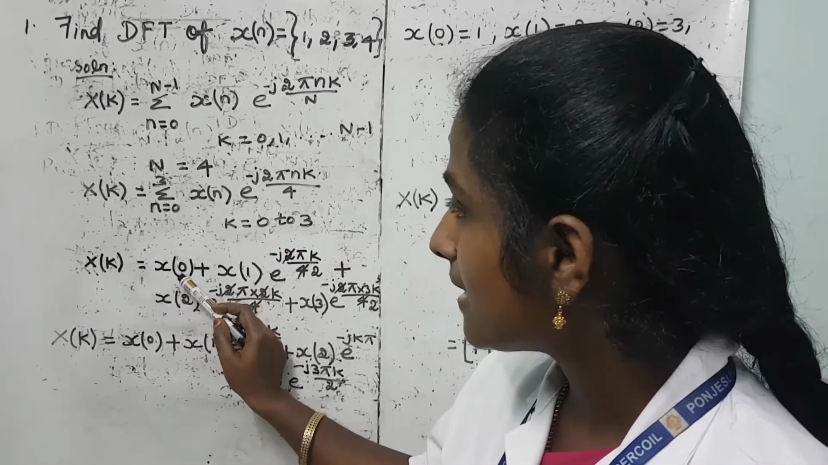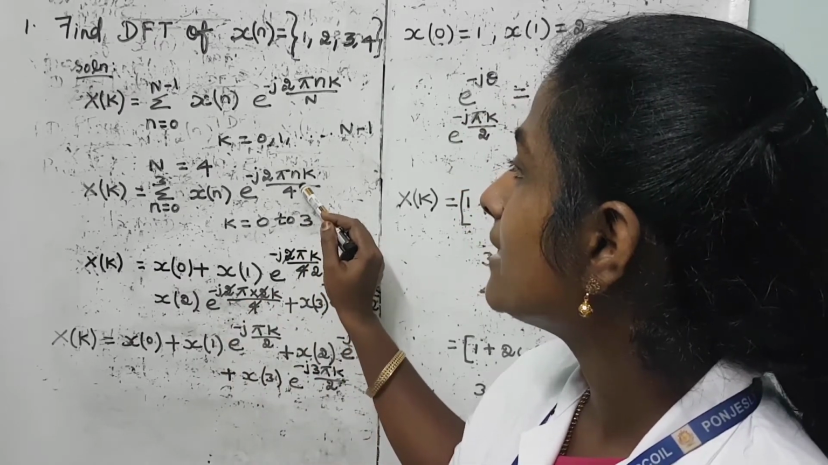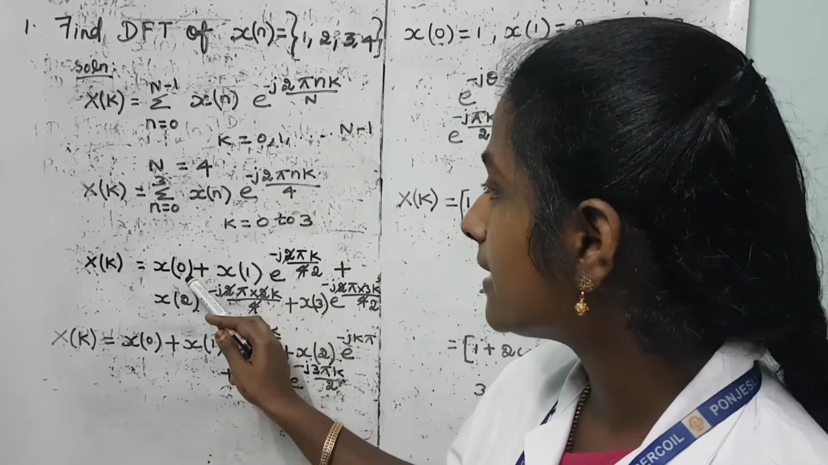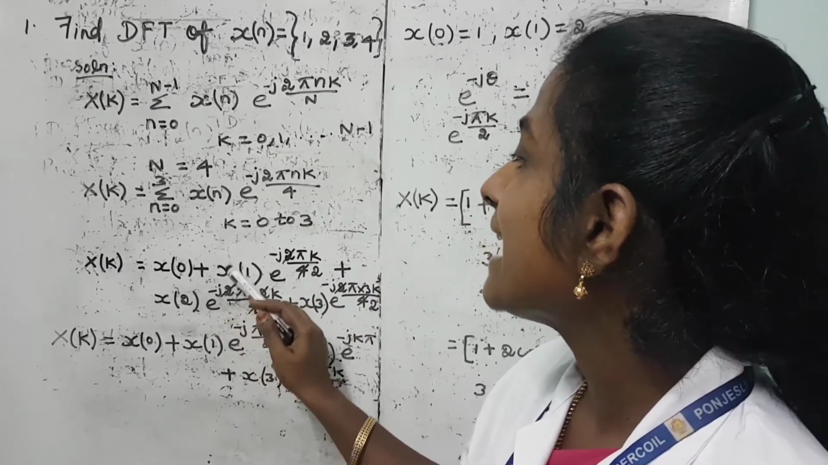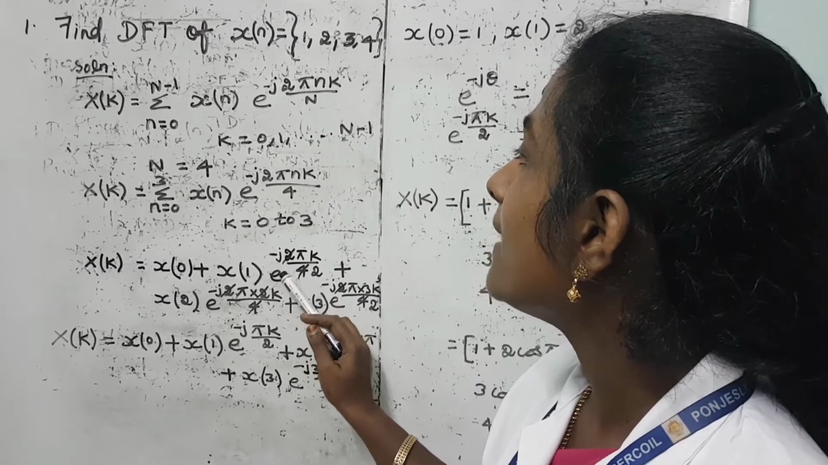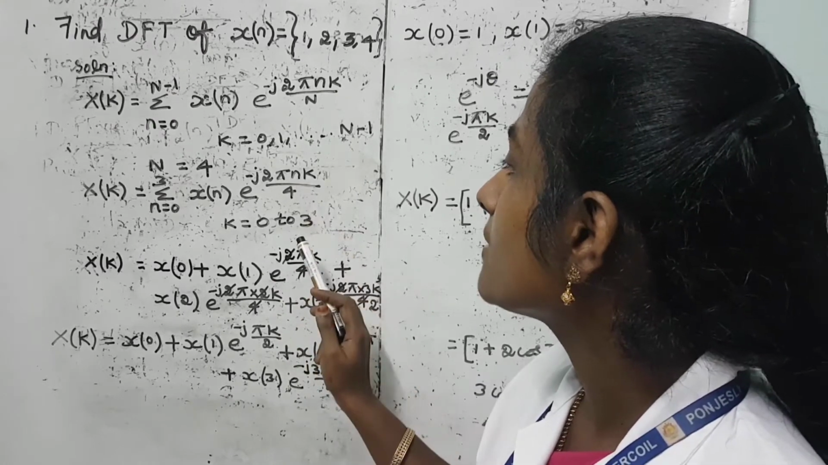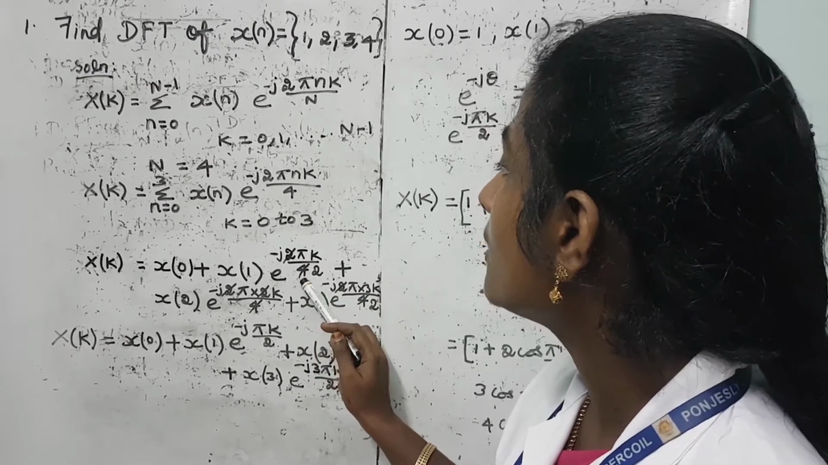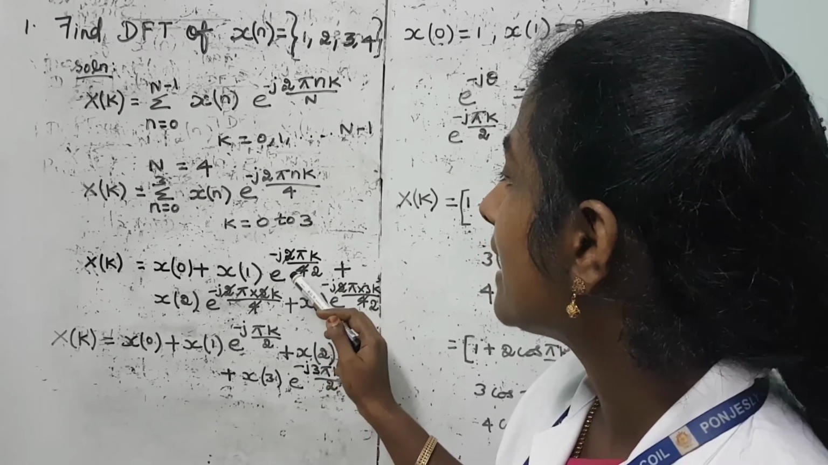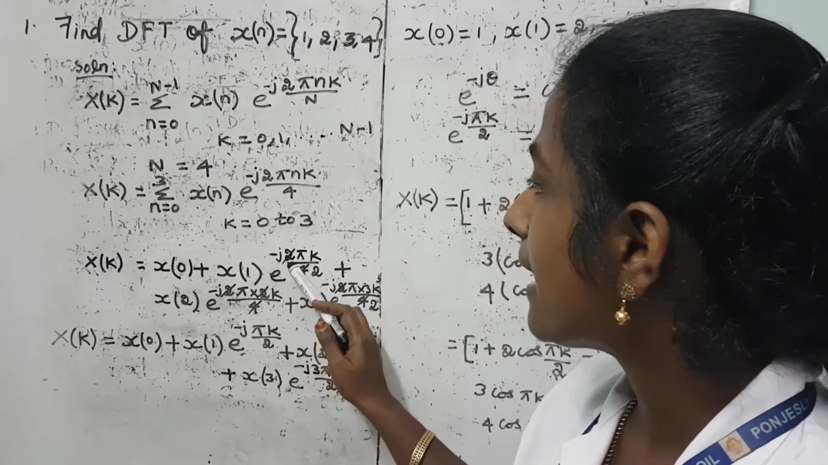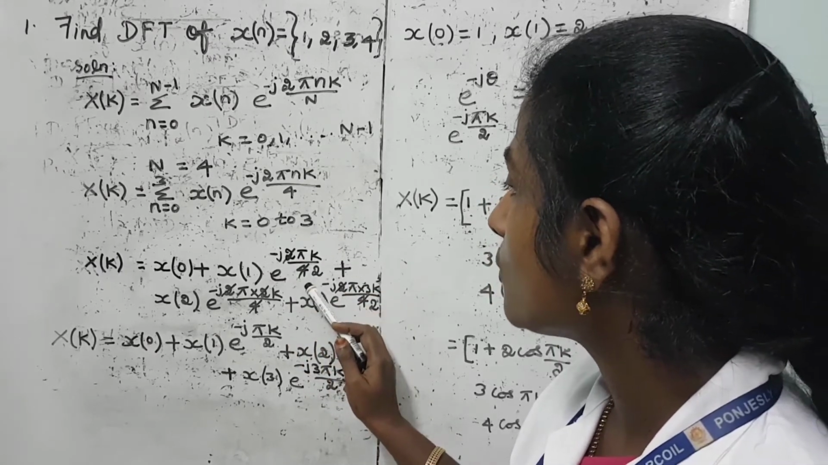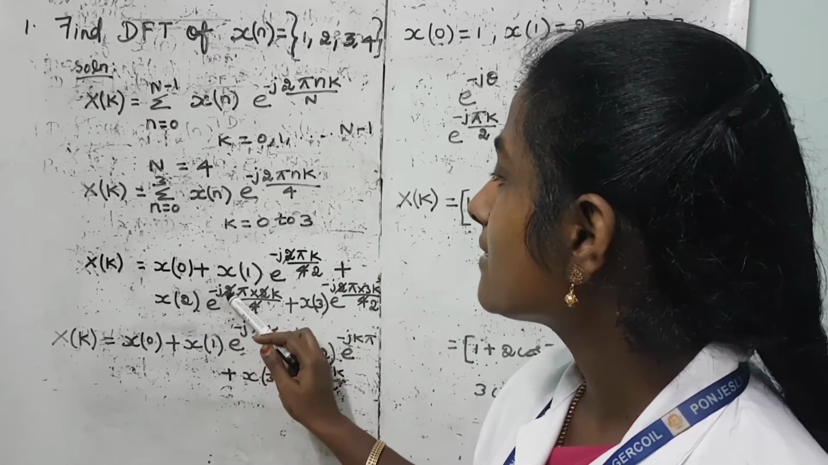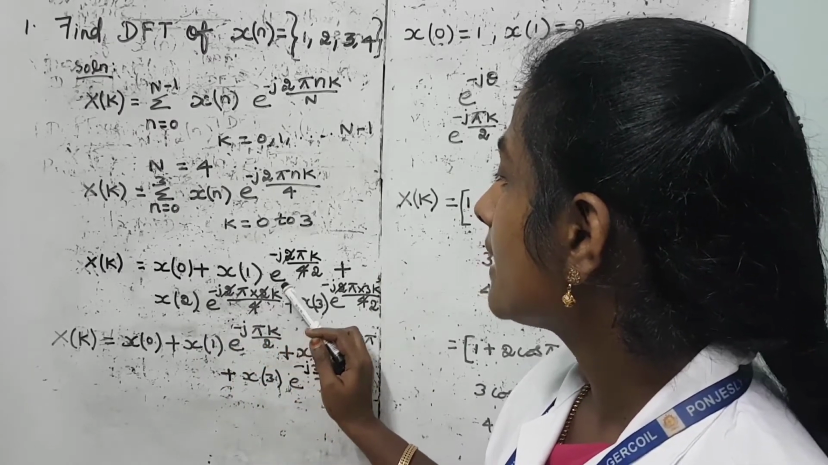So x of 0 into e power 0. In the nth place when you put 0, e power 0 value is 1, e power 0 plus x of 1 into e power minus, in the nth place you have to substitute 1, so e power minus j 2 pi k divided by 4. So this 2 and 4 will get cancelled and you will get e power minus j 2 pi k divided by 2 plus x of 2 into e power minus j 2 pi into 2k divided by 4.